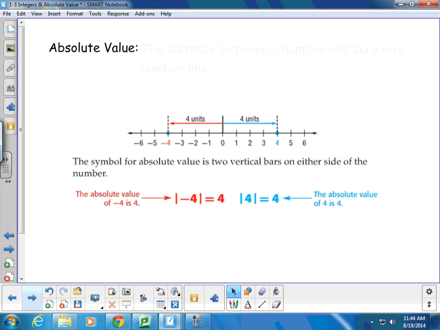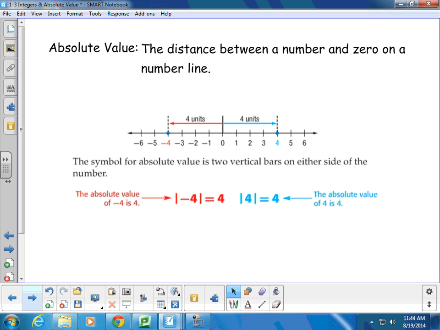Speaking of 0, absolute value. We know absolute. If you're absolutely correct, there's without a doubt. And the value of something is its unit, its number. So absolute value means, this is what I would use in my own words, the distance between a number and 0 on a number line.